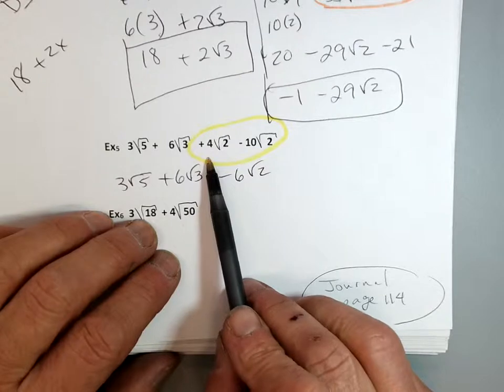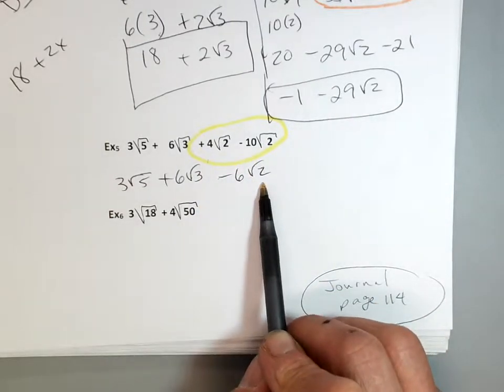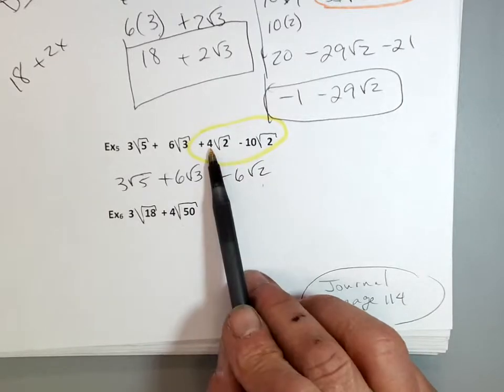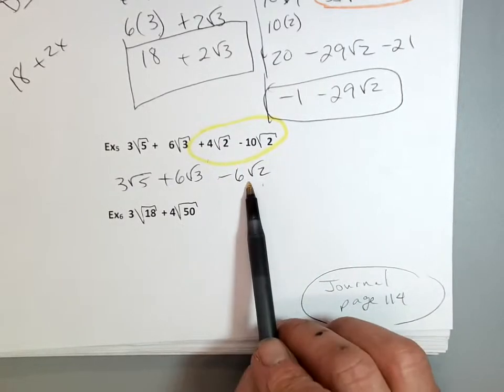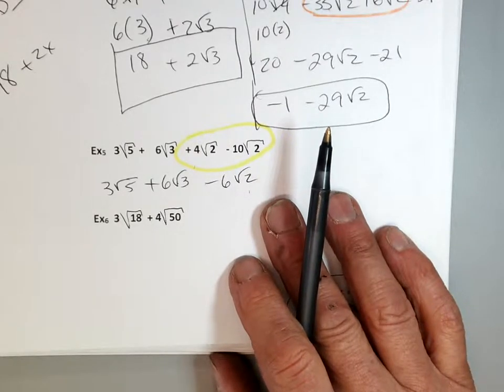But these 2 are going to make a negative 6 square roots of 2. 4 of these minus 10 of these makes negative 6 of these, but these are the square roots of 2's, right? 4 square roots of 2's minus 10 square roots of 2's makes a total of negative 6 square roots of 2, okay? Thumbs up? Only add them if they're the same.